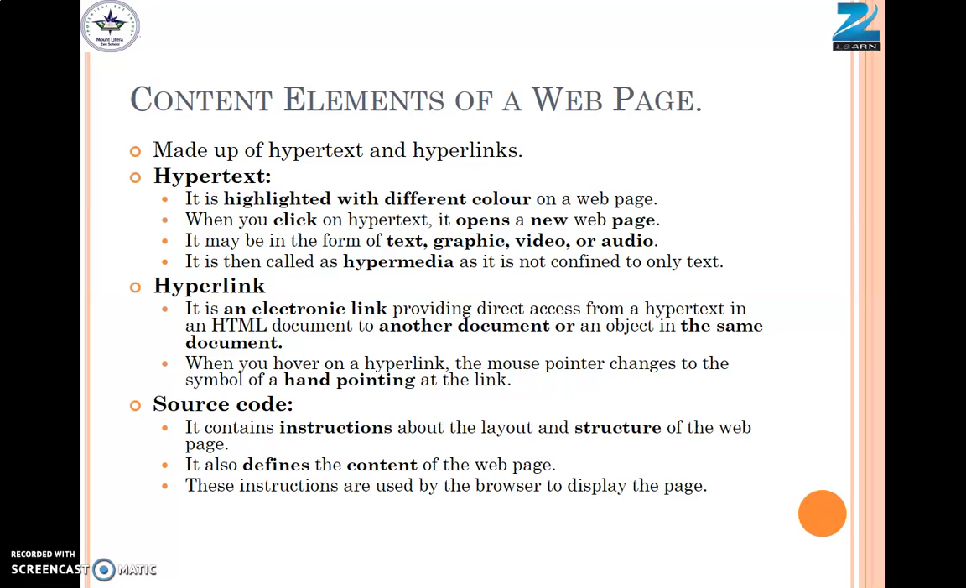Next, hyperlink. What is a hyperlink? It is an electronic link providing direct access from a hypertext in an HTML document to another document or an object in the same document. When you hover on a hyperlink, the mouse pointer changes to the symbol of a hand pointing at the link. You are visiting many websites, you may see many links in them. When you click on a link, you are redirected to some other page or some other content on the same page.